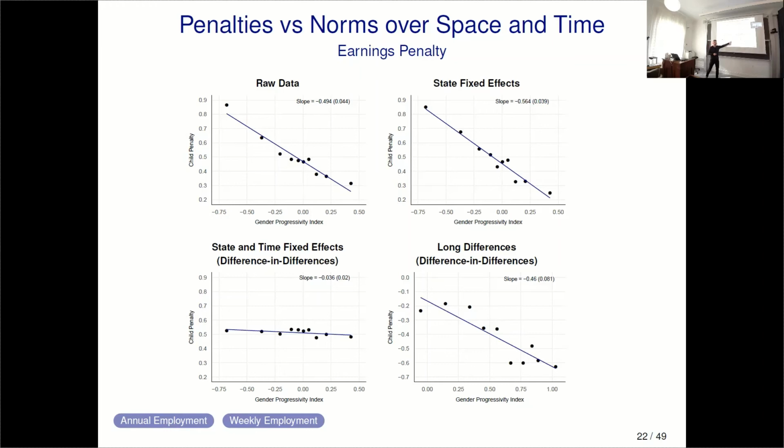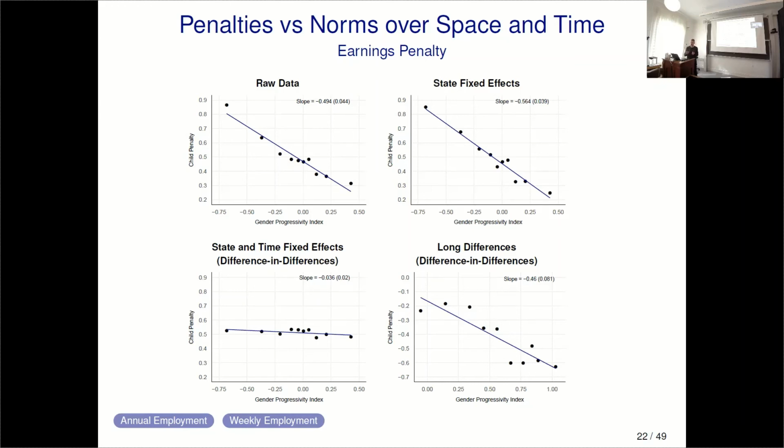So over here, I try to use a simpler moment of the data. I simply look at the long differences, that is the change from the beginning of this period to the end of this period in a given state in child penalties versus gender norms. So just a much simpler difference in differences there. And that again has a very negative association. So that's consistent with an impact of social norms.